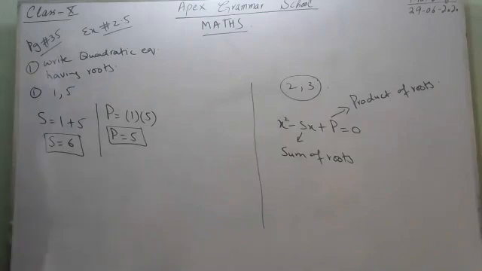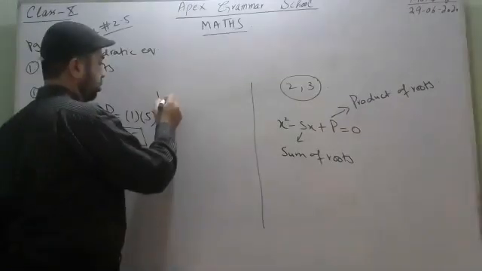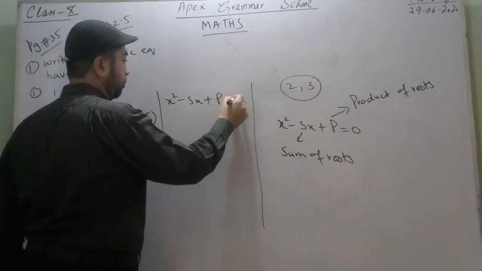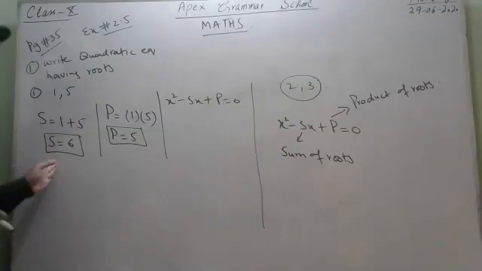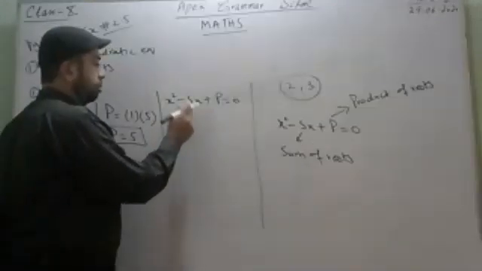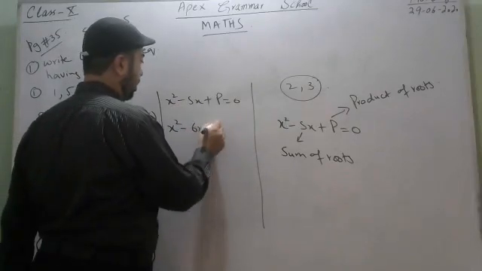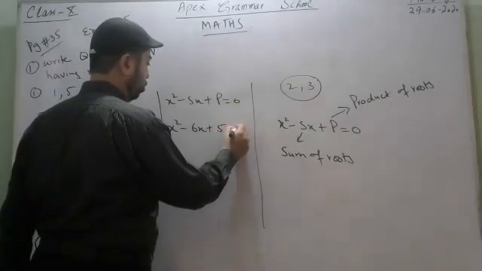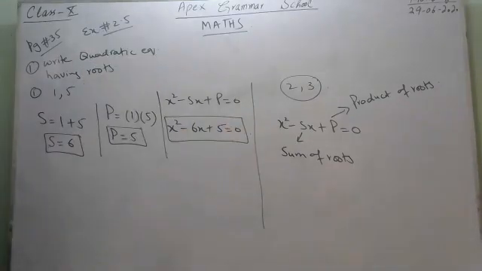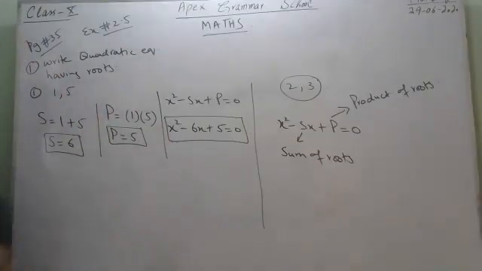This was our requirement. Now we will apply this formula: x square minus sx plus p is equal to 0. Now put these values s and p, and that's it. x square minus s, sum means 6, x plus p means 5 is equal to 0. And that's it. Now we realize that this was a quadratic equation whose roots are 1 and 5.